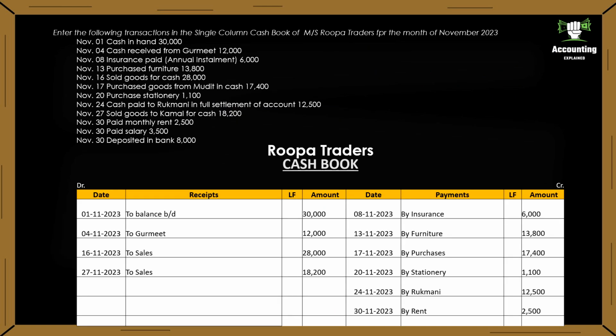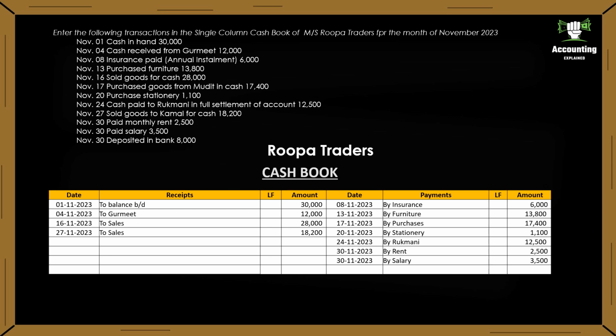Next transaction is on 30th November. Paid monthly rent of rupees 2500. Again payment. So payment side, 30/11/2023 By Rent 2500. Entry for the same: rent is an expense, so rent account debit to cash. Okay. Cash is an asset. It is decrease in value, so you are crediting it.